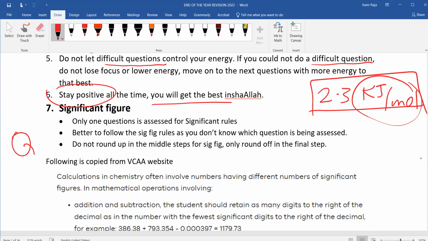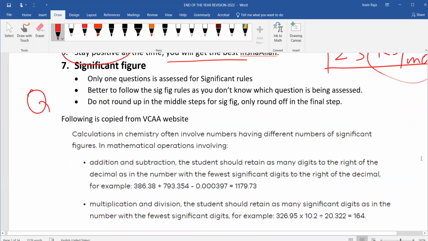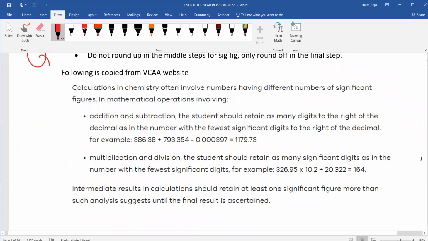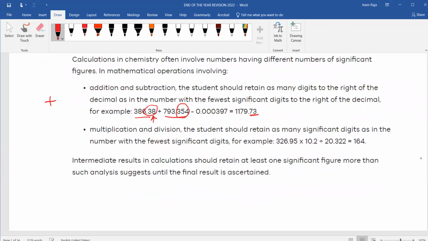Now, this is from your VCAA website. It says that if you're adding 2 numbers, this is your final operation. The first number has 2 numbers after the decimal point, and the second number has 3 numbers after the decimal point. Your answer must follow the one with the smaller number of decimal points. So your answer should have only 2 numbers after the decimal point. This is when you're doing plus or minus only.